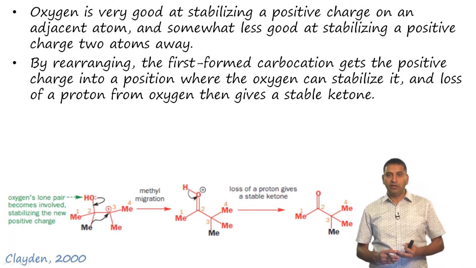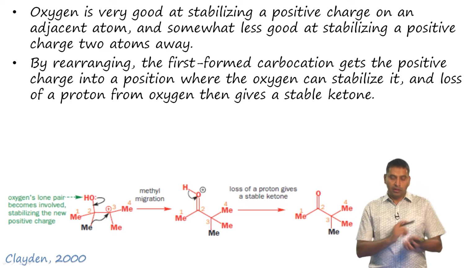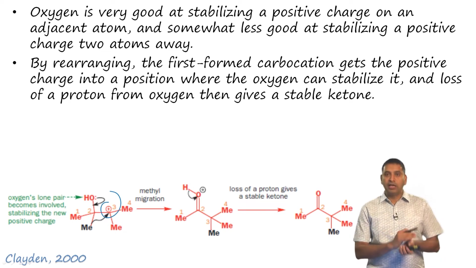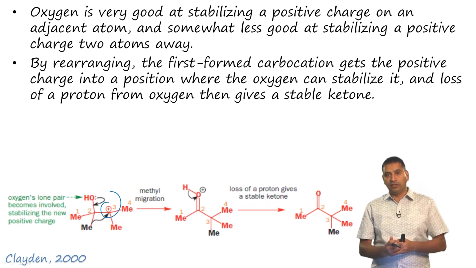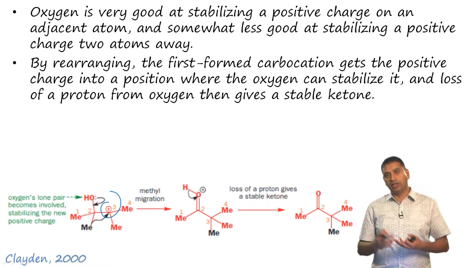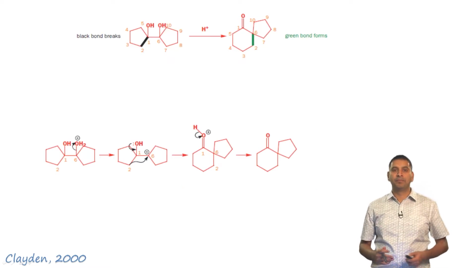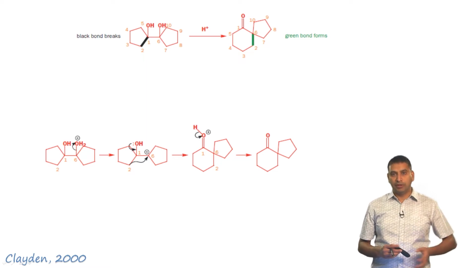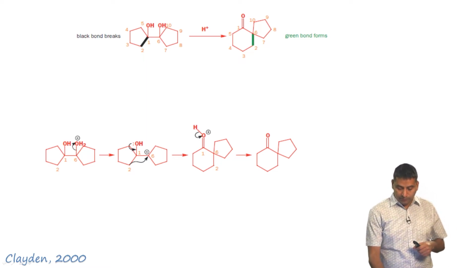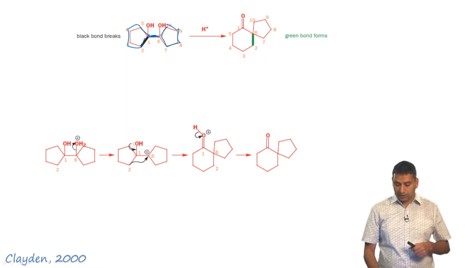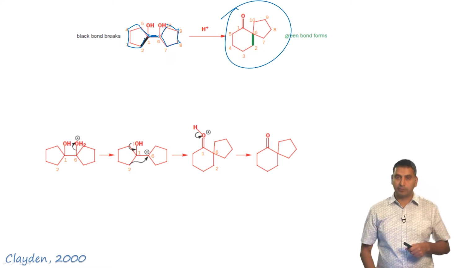So, by rearranging, the first formed carbocation, which is here, gets the positive charge into a position where oxygen can stabilize it, and loss of a proton from oxygen then gives a stable ketone. So, let us look at an example here of the pinacol-pinacolone rearrangement, and here is the pinacol type structure with two 5-membered rings, and this rearranges and gives you this product here.